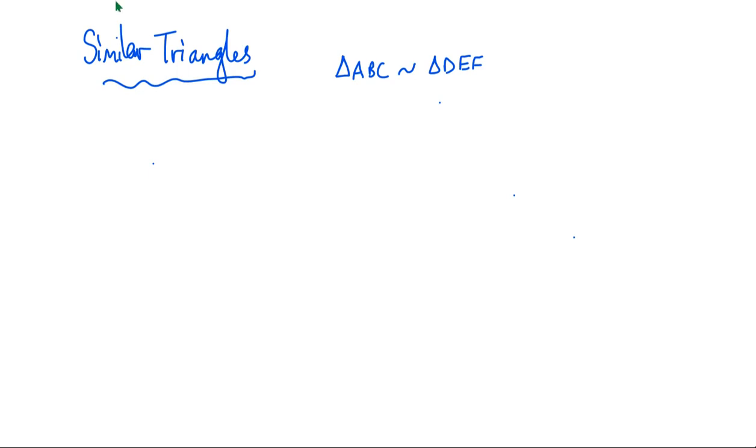Okay, so I've written a statement at the top which says triangle ABC, and then this little squiggle sign. The squiggle sign, we read it as "is similar to" triangle DEF. Let me tell you what similar means.